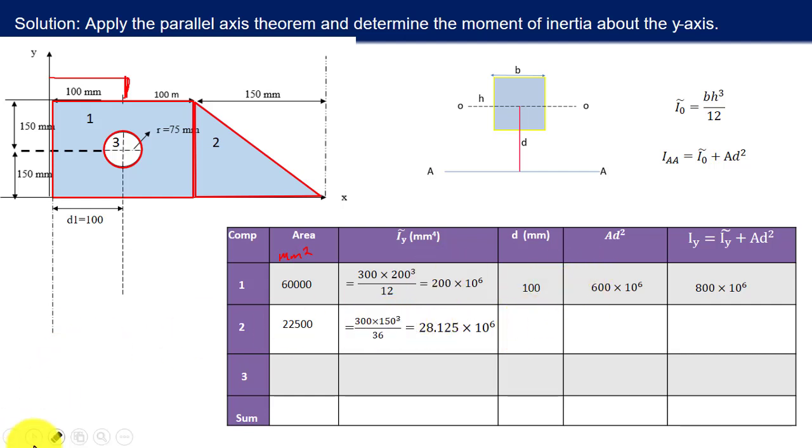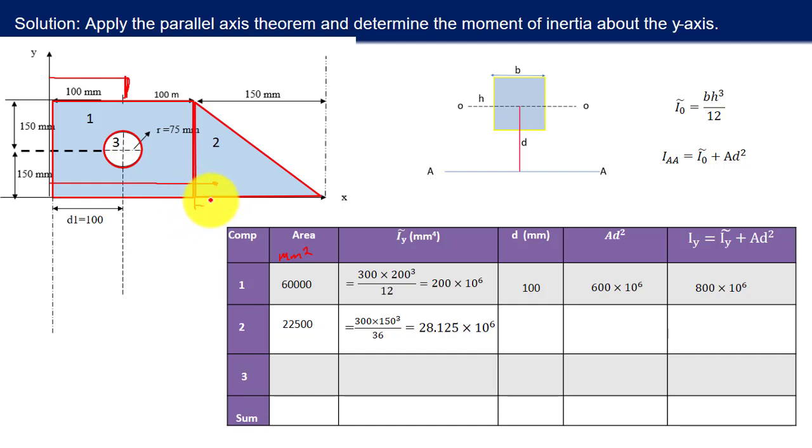What is the d distance? d2 for shape 2 is the distance between the y axis and the center of shape 2. I already know the distance from the y axis to the beginning of this triangle, which is 200, but I don't know the center of shape 2. Therefore, we need the centroid of shape 2.